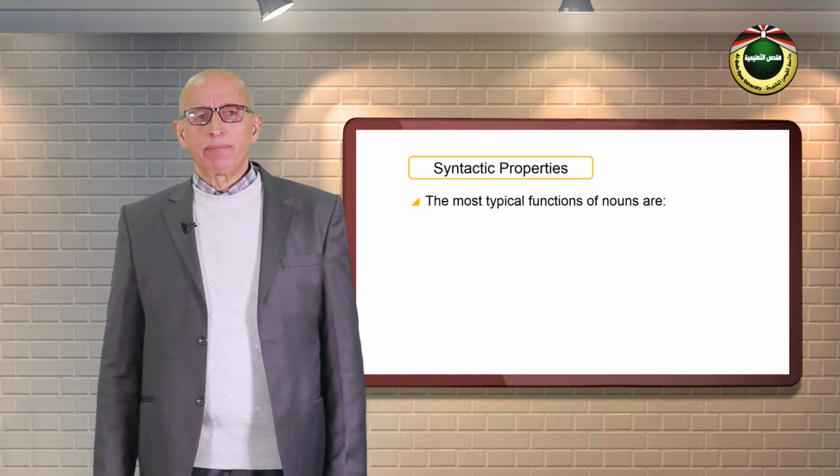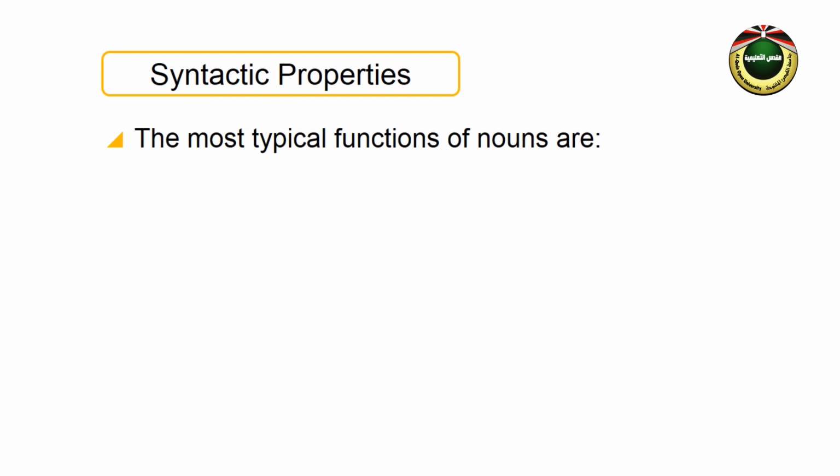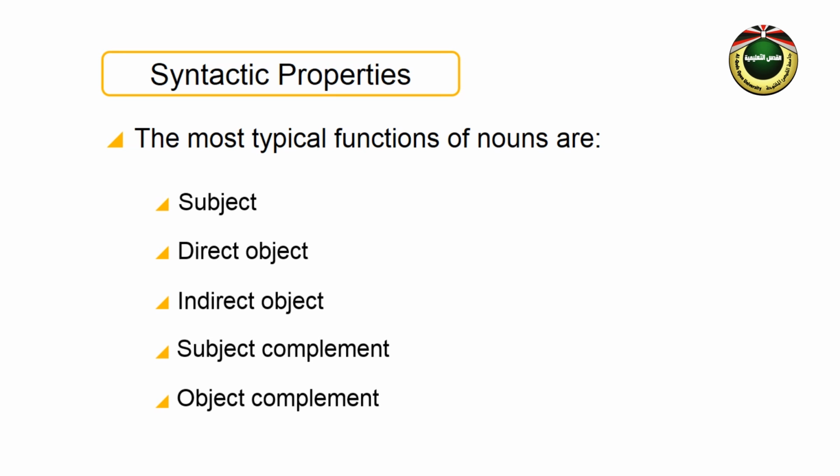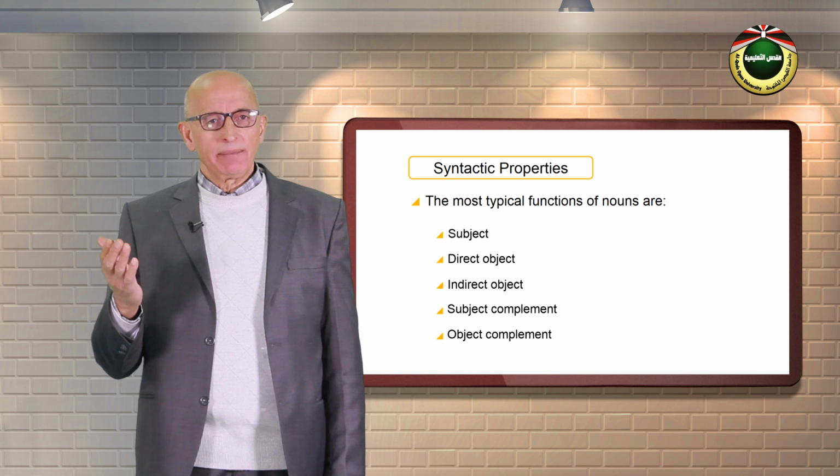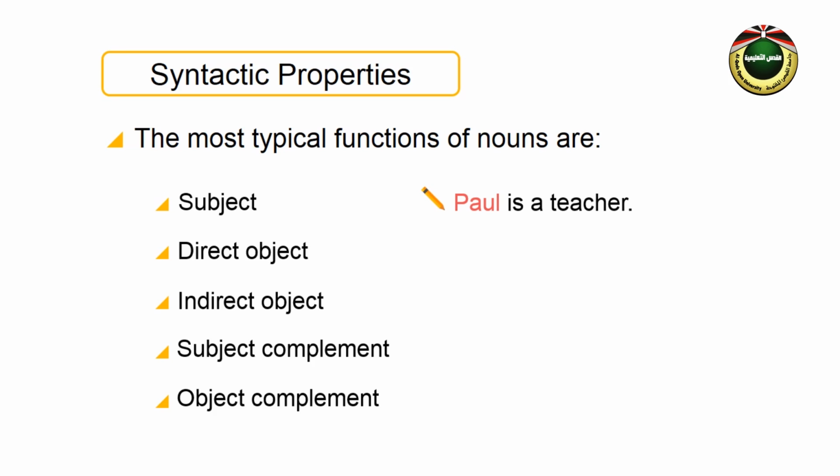Number 2, syntactic properties. Regarding syntax, the most typical functions of nouns are subject, direct object, indirect object, subject complement, and object complement. Let's take some examples. 1. Subject. Paul is a teacher. Here the noun Paul is the subject of the sentence. 2. Direct object. I saw Paul. Paul here is the direct object. Number 3. Indirect object. I gave Paul a book. In this sentence, Paul is the indirect object, whereas a book is the direct object.